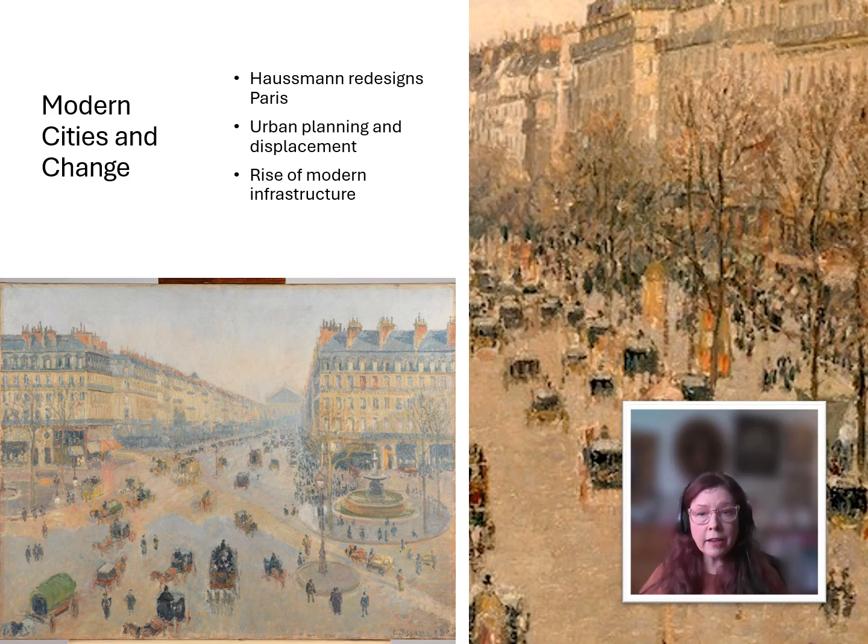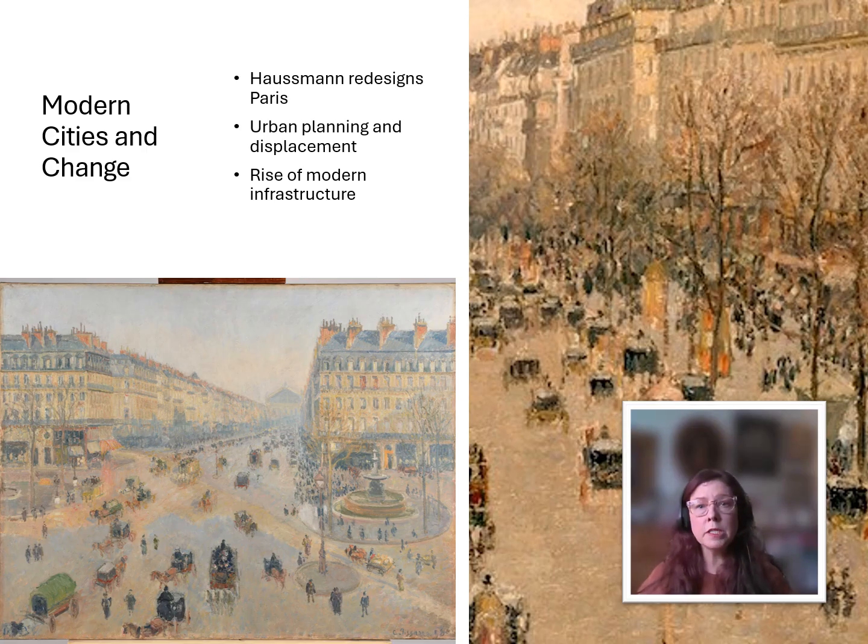Because to create this version of Paris, entire neighborhoods had to be demolished. Working class communities were displaced. They were pushed out of the city center to make room for this new vision. And so while the city becomes more modern, more beautiful, more navigable, it also became more unequal. And this is where these paintings become really interesting.